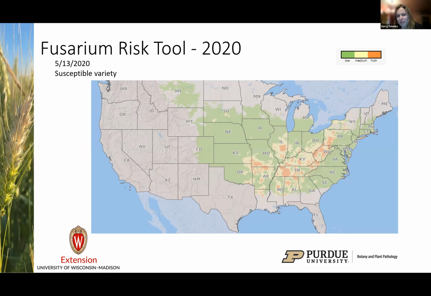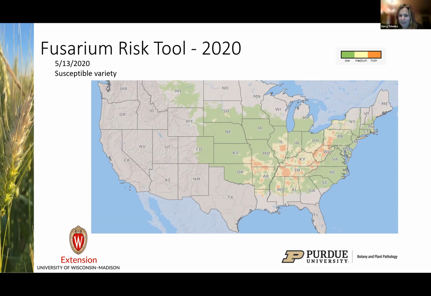So this is a Fusarium risk tool, and this is looking at 2020, and you can select. Part of the tool is looking at susceptible varieties versus moderately resistant or moderately tolerant varieties. If you look at this risk map, the oranger areas are a higher risk for infection to occur if we're at that early flowering stage. That's what we monitor: whether the weather conditions are conducive for infection. In a susceptible variety, that range of development is wider than if we had a moderately resistant variety.